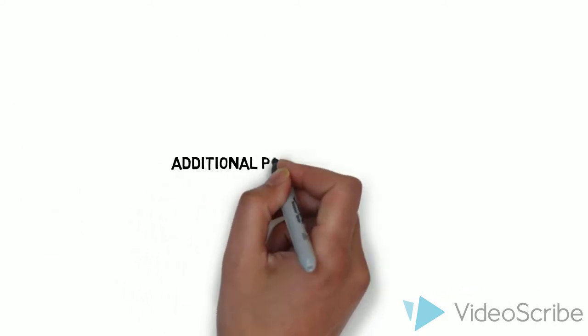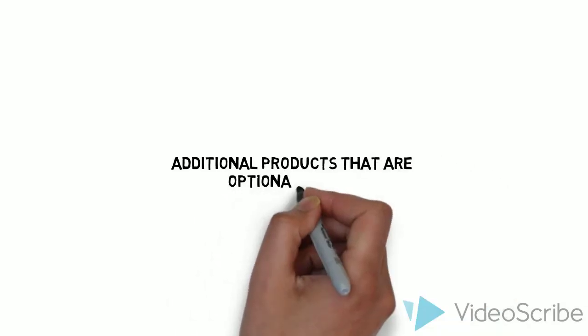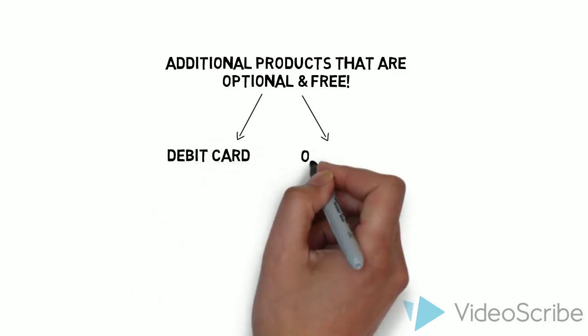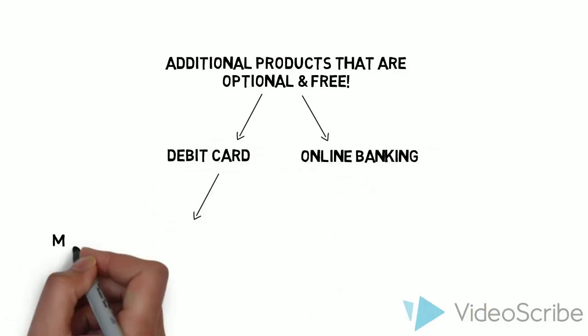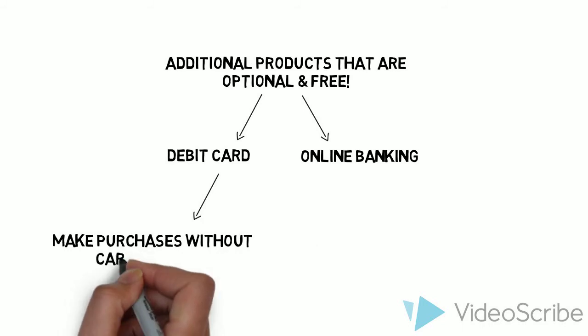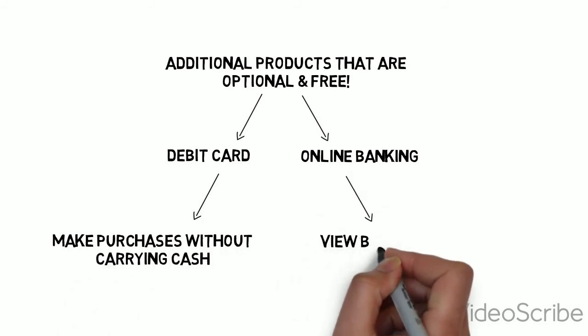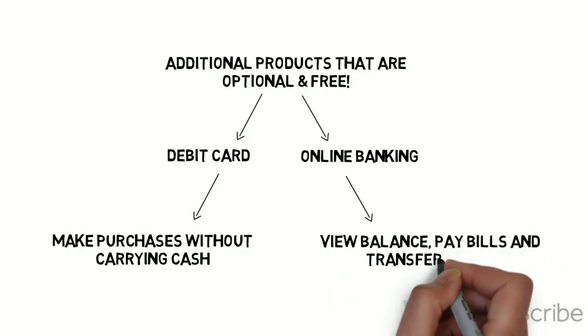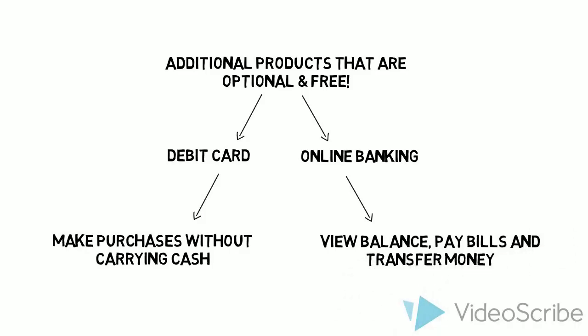All checking accounts come with additional products that are both optional and free. These are debit cards and online banking. Debit cards are great because they allow you to make purchases without carrying cash. Online banking offers many benefits such as viewing your balance, paying bills, and transferring money to your other accounts.